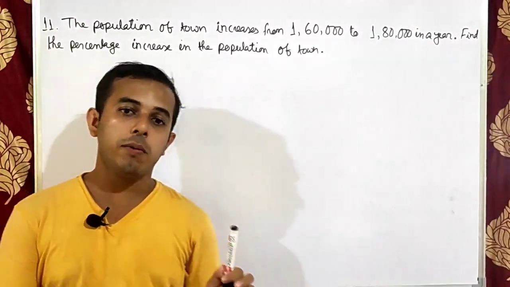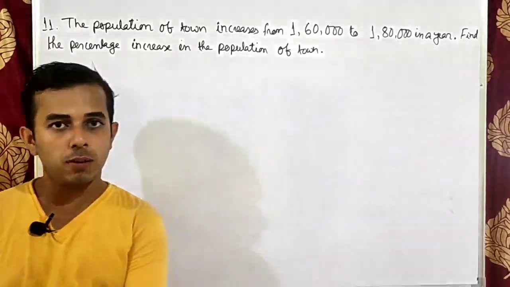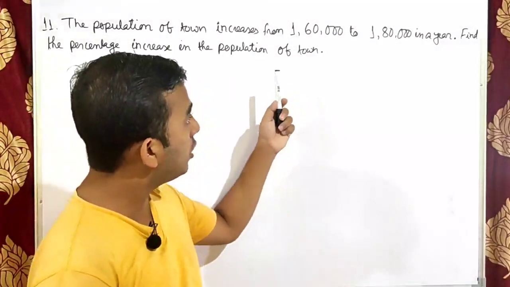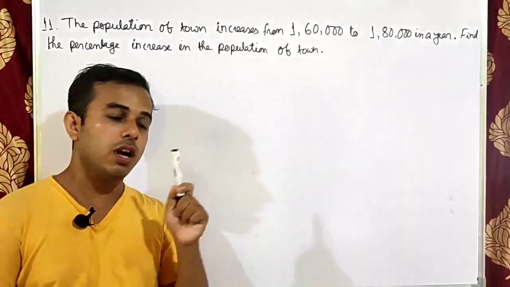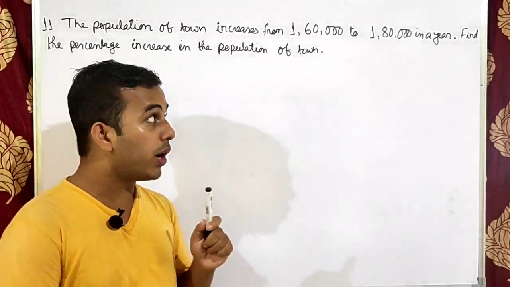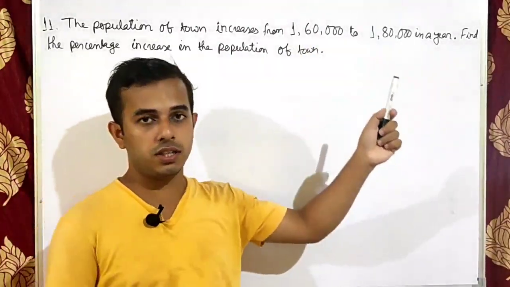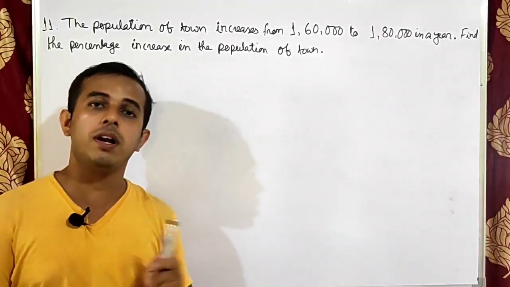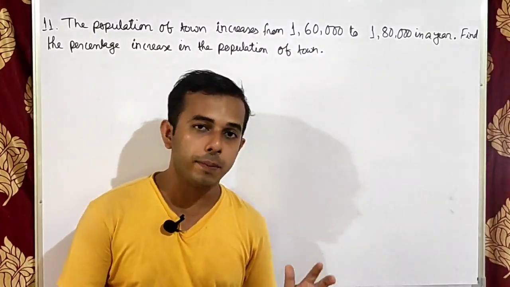If we know how much the population increased, we divide it by its original value. Suppose here if we subtract, it will be 20,000. So our percentage increase will be the increase in population divided by the original population. The original population was 1,60,000. So it will be 20,000 divided by 1,60,000 into 100, then percent sign. So this is how we can find the percentage.